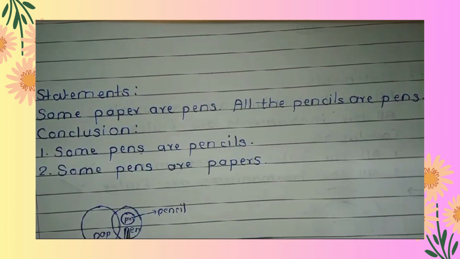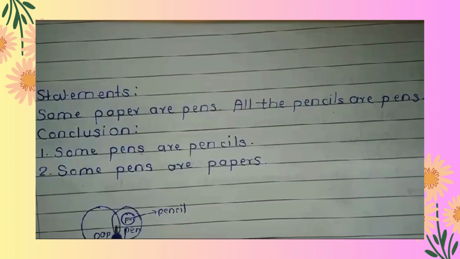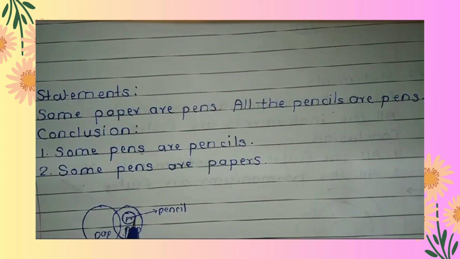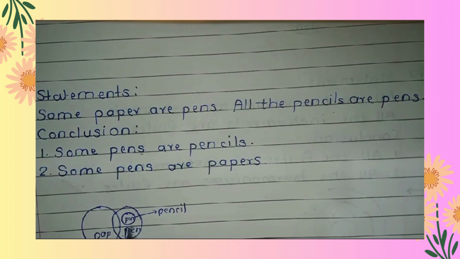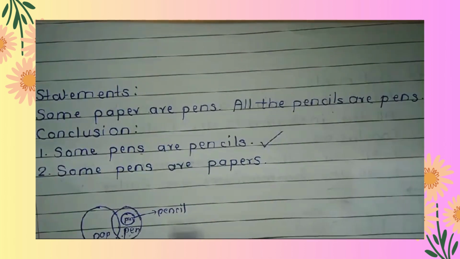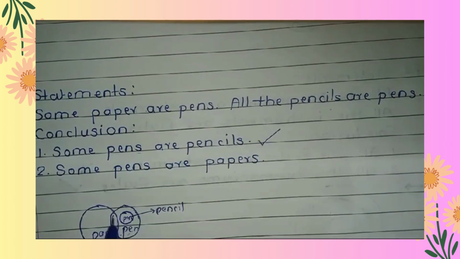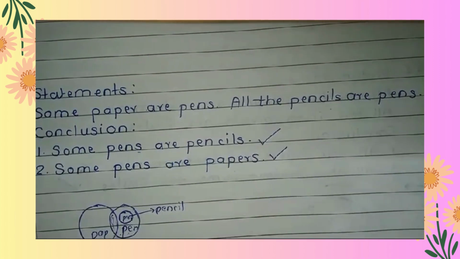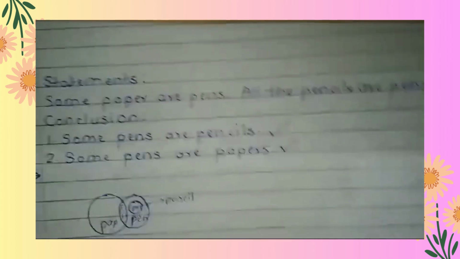Some pens are pencils, right? Because this is the pencil circle and this is the pen circle, some part of the pen circle is pencils, right? Correct. Some pens are papers, right? So these two conclusions follow the statement.